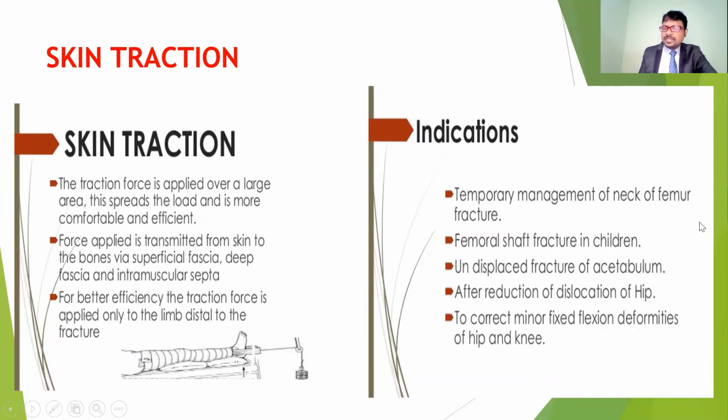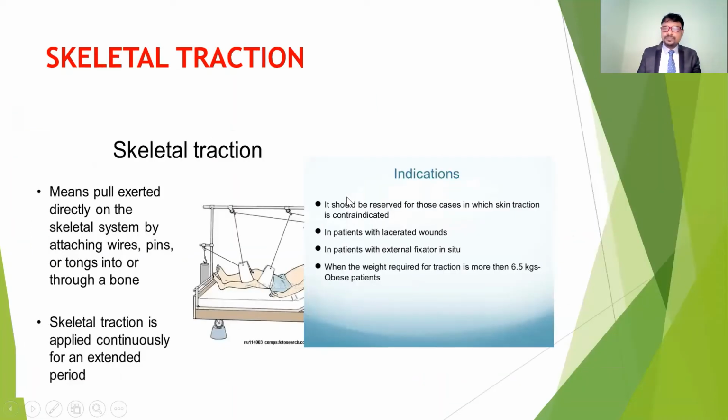Femoral shaft fracture in children, undisplaced fracture of the acetabulum, and also after reduction of the dislocation of the hip. So after dislocation of the hip, I have to maintain the traction force to maintain the joint in the normal position. Also to correct the minor fixed flexion deformities of the hip and knees. So if there are any minor deformities, we are going to do it with skin traction.